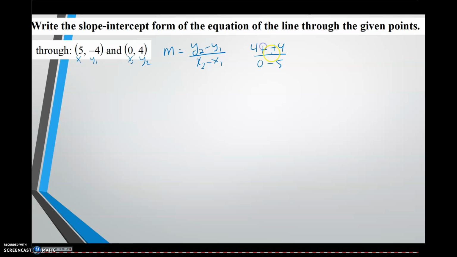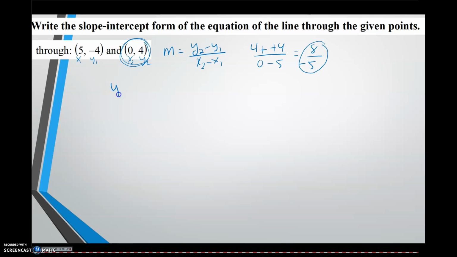So double negative becomes positive, and I'm going to get 8 over negative 5. So there's my slope that I want to use, and then I'm going to pick, it doesn't matter which one, I'm going to pick this point right here. So I want a point and my slope that's going through these two lines.